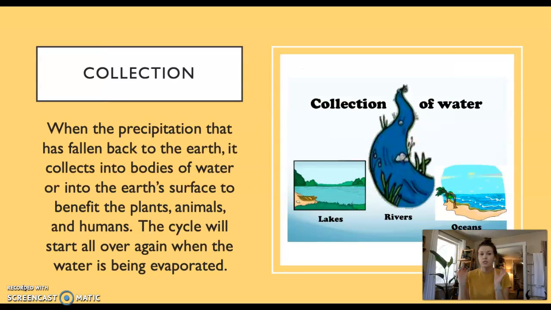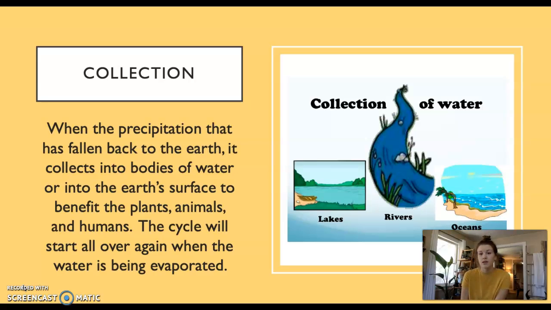Collection is when the precipitation is falling back to the earth, which we already talked about, into any kind of body of water or the earth's surface. And this is very beneficial to the plants and animals and even humans. And the cycle will start all over again once the water is on the ground and it starts to evaporate again by the sun heating it. And so it just goes over and over and over again.